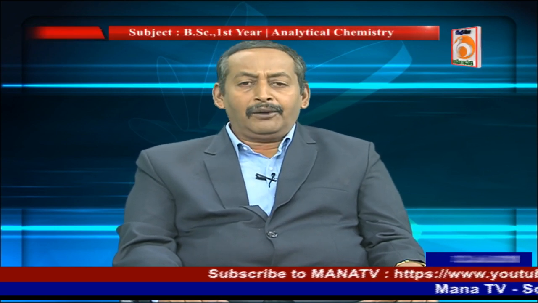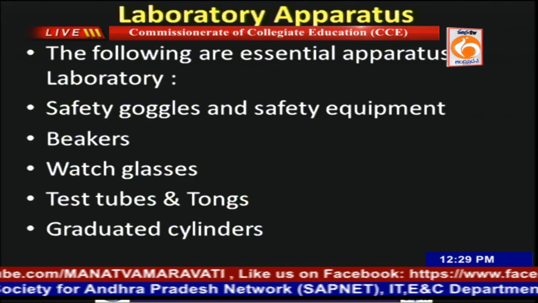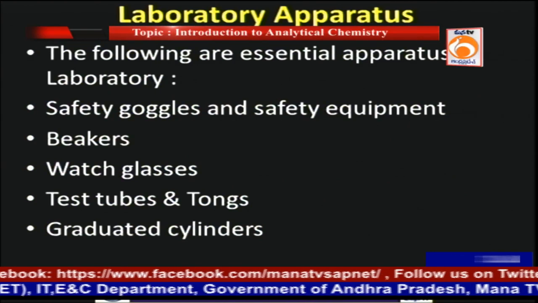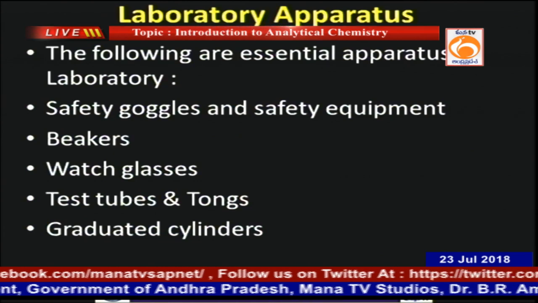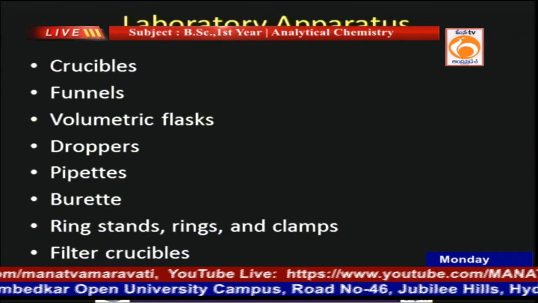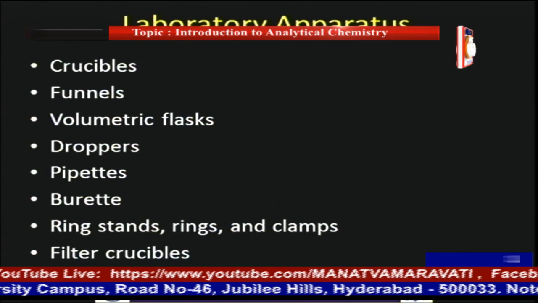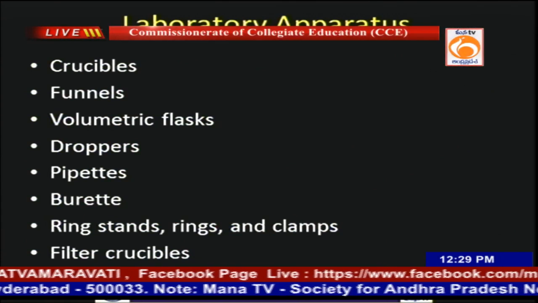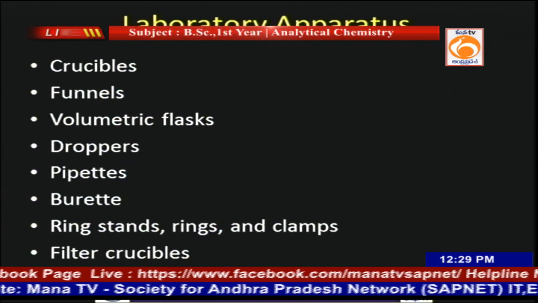Now, normal equipment which any lab will have: beakers, watch glass, test tubes and tongs. Maybe the majority of people know that tongs are used to hold the test tube while doing certain work. Since you have done some salt analysis in intermediate, you are very familiar, I believe. Graduated cylinders, crucibles. You will have different types of crucibles with reference to the analysis, either gravimetric or silica, depending on which type of analysis you are doing. Depending upon the temperature and interaction, we will change the crucibles.